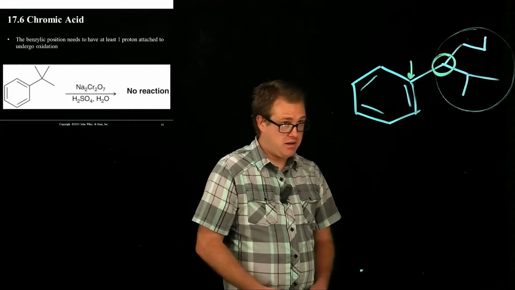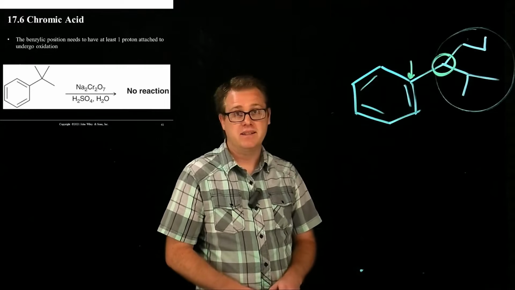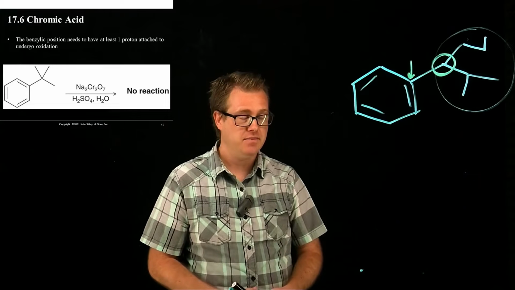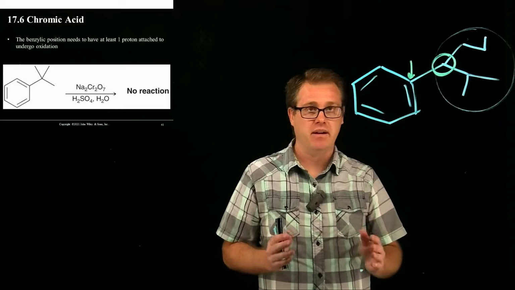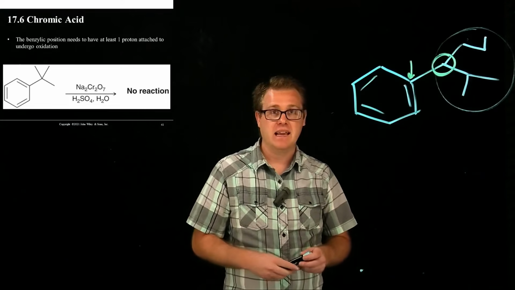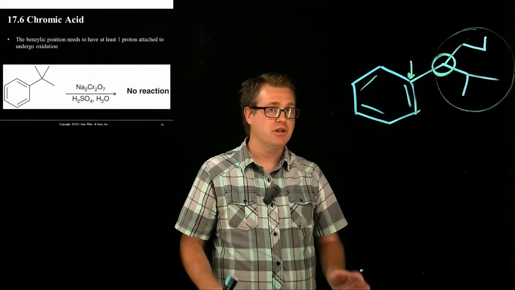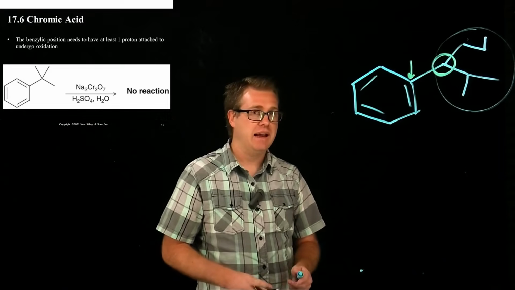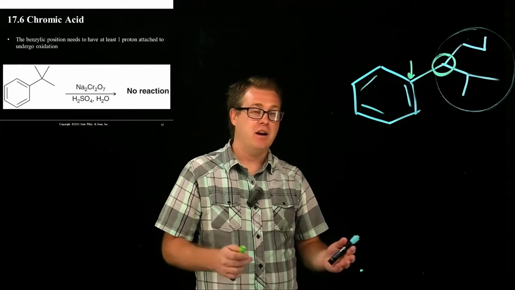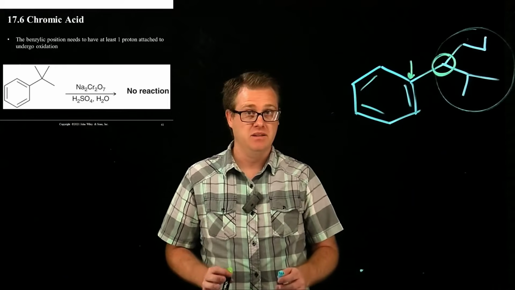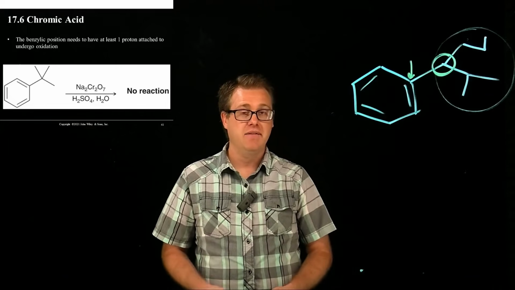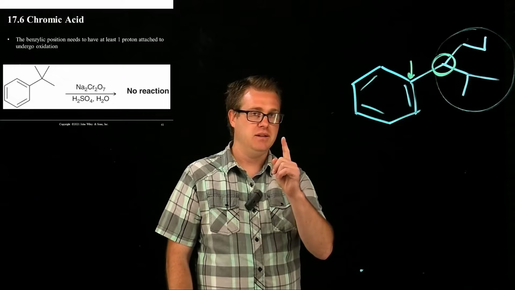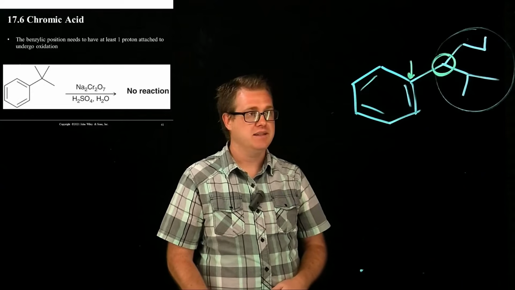Now, I just said that if you have a benzylic carbon, you will treat it with chromic acid and it will turn into a carboxylic acid. There is an exception that you have to be very well aware of, and that is if the benzylic carbon has no hydrogens, it cannot react. And the mechanism for how this reacts is debatable. It's very complex. You don't need to know the mechanism. You just need to know the final result. If there is a benzylic carbon that has at least one hydrogen, it will turn into a carboxylic acid.